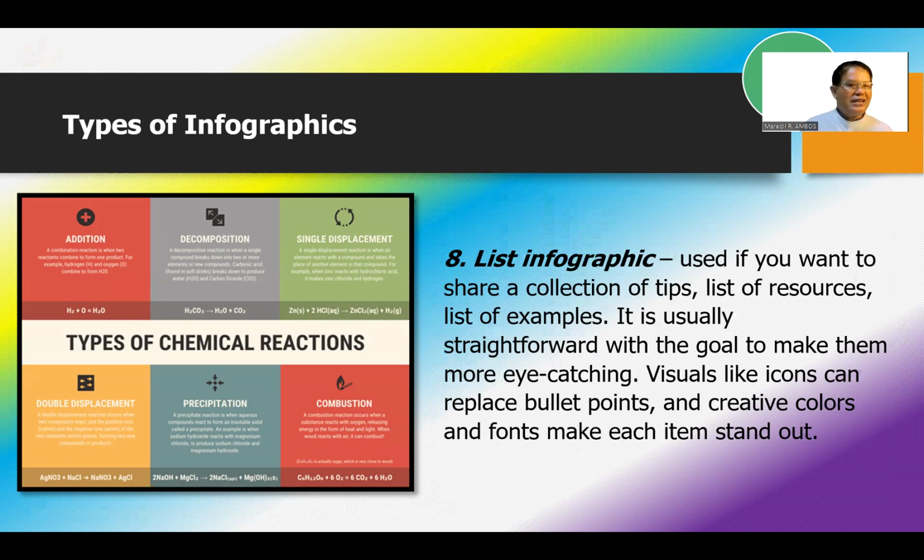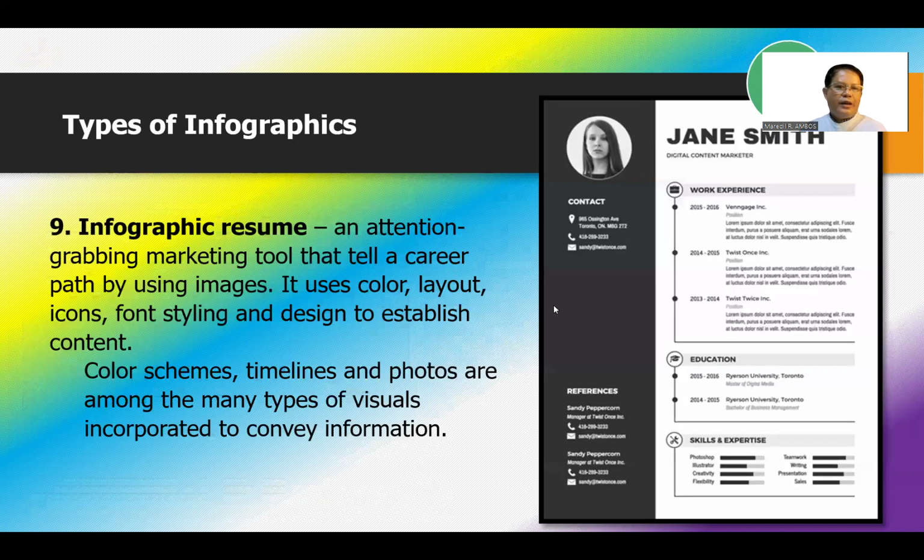So you can see on our screen the types of chemical reactions like addition, decomposition, single displacement, double displacement, precipitation, and combustion. So these are, of course, the list infographic example. We have also number nine, which is also very nice.